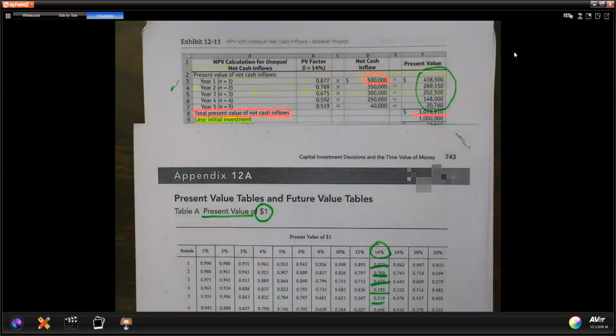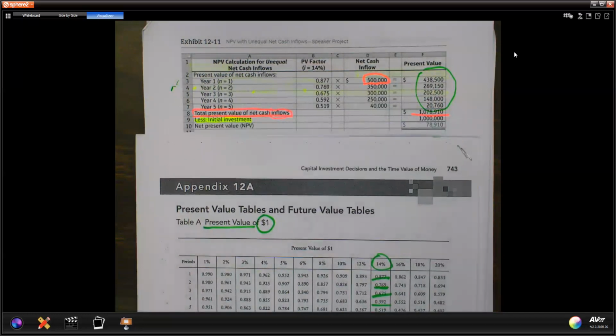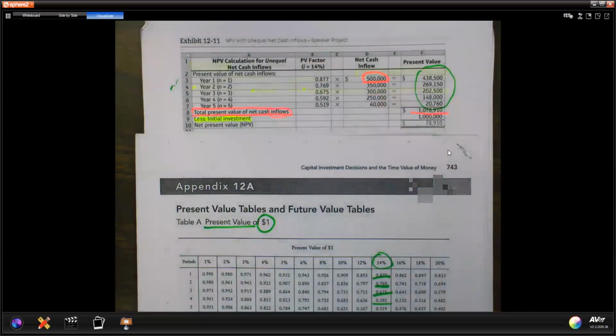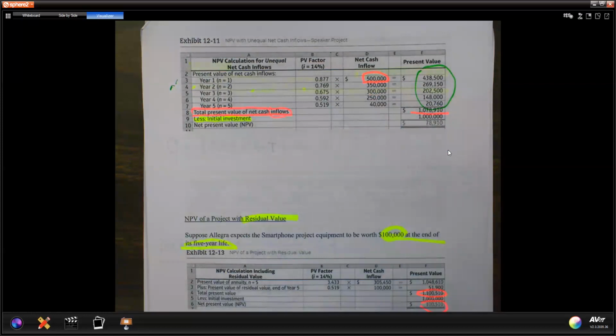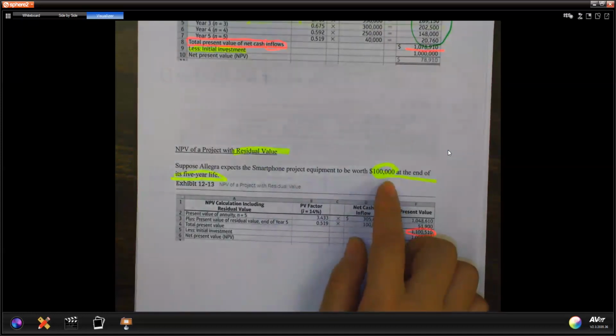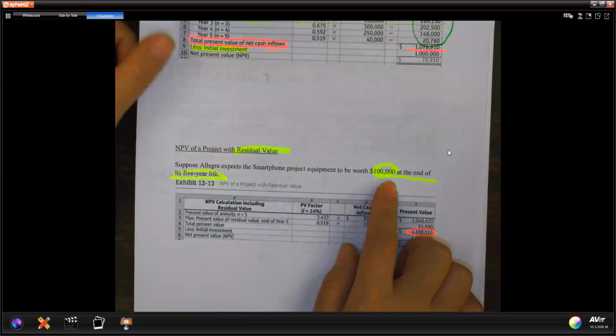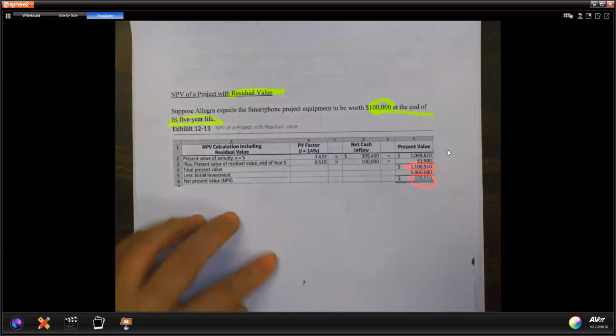So you get your net present value, which is 78,910. Okay, so that is our NPV with no residual. We just say, at the end of the year, you got all these present values. So suppose now at the end of the project, you will get the residual. Remember that example, I'll go through this one more time.